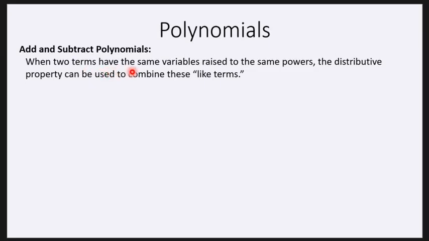So when 2 terms have the same variables raised to the same powers, the distributive property can be used to combine these like terms. When we say like, we mean they have the same variables raised to the same powers. And here's the distributive property, in case you've forgotten. The distributive property, it usually starts from the right side, is A multiplied by the quantity B plus C. Then it says that that's equal to A multiplied by B plus A multiplied by C. But we're going in the other direction here. We're going to have two terms that have a common factor of A, and we're going to pull that common factor outside of a parenthesis and then take that common factor out of each term.